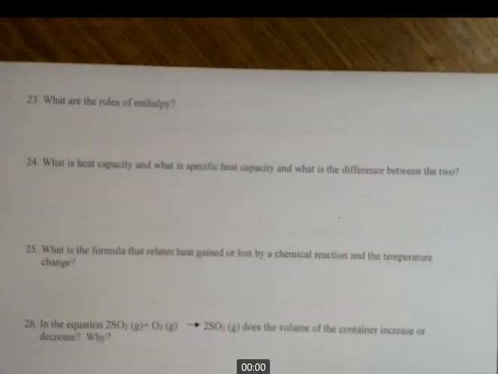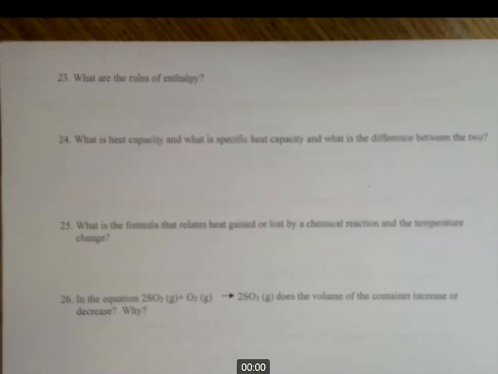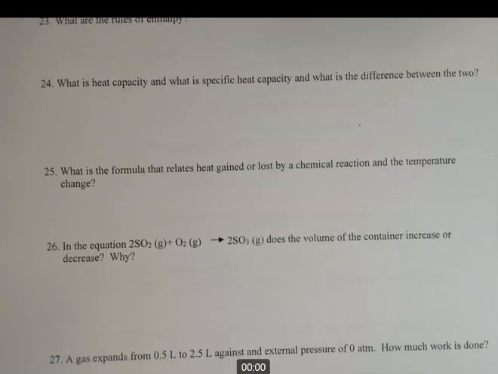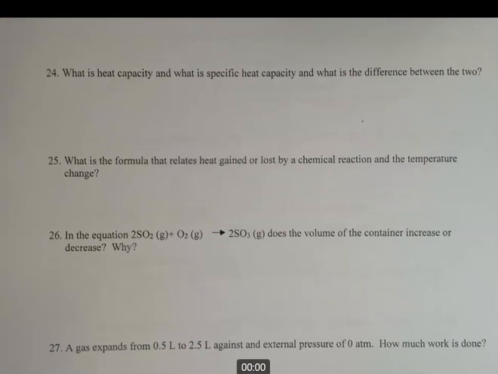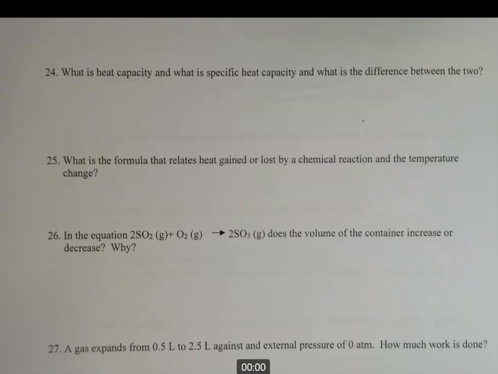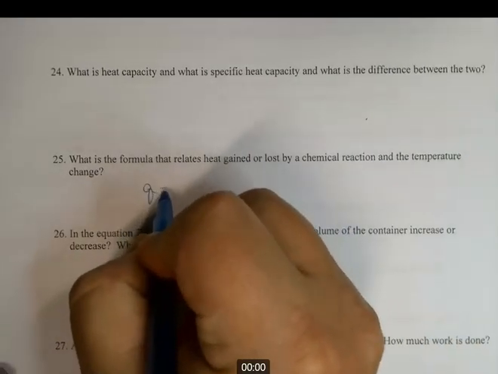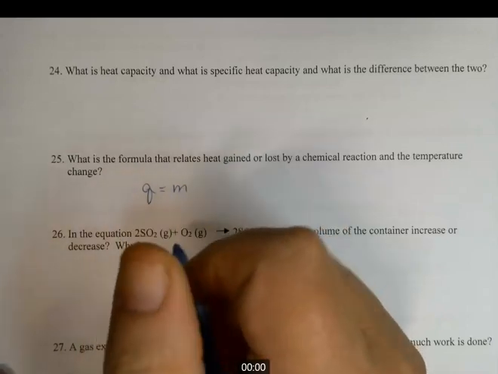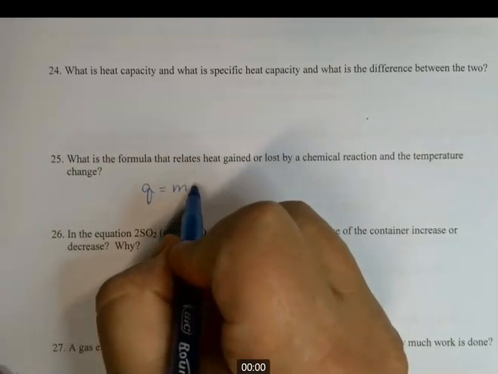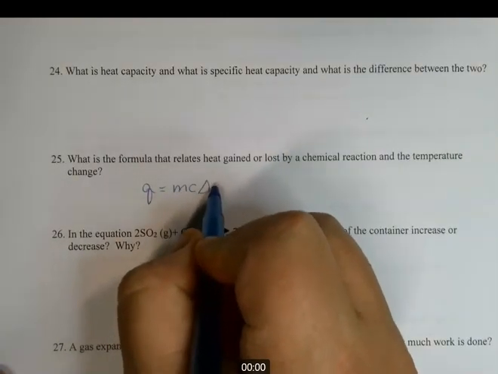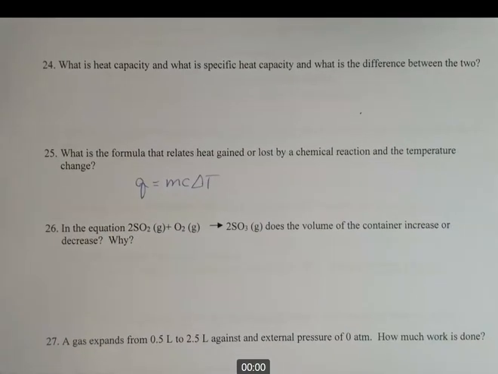What are the rules for enthalpy? So I gave you those 3 rules of enthalpy. What is heat capacity and what is specific heat? What is the formula that relates heat gained or lost by chemical reaction and the temperature? So that was just Q equals M, the amount of mass that you have, times the specific heat of that particular substance, times the change in temperature. It's the only formula we've dealt with.